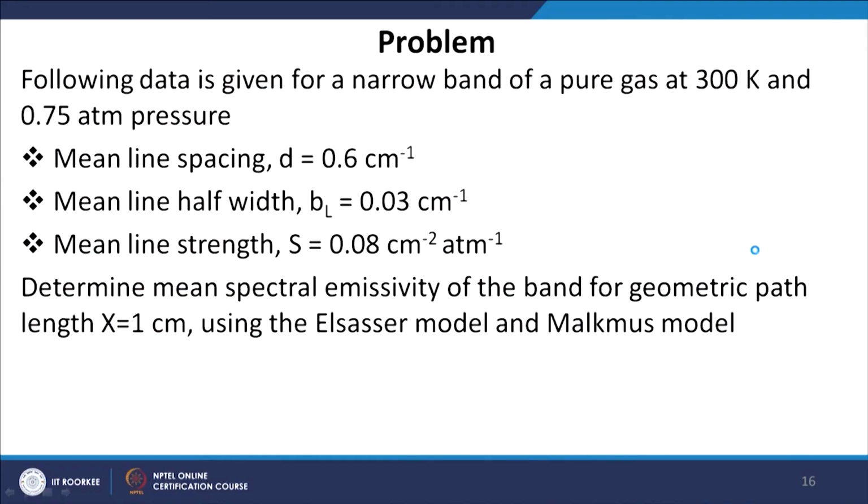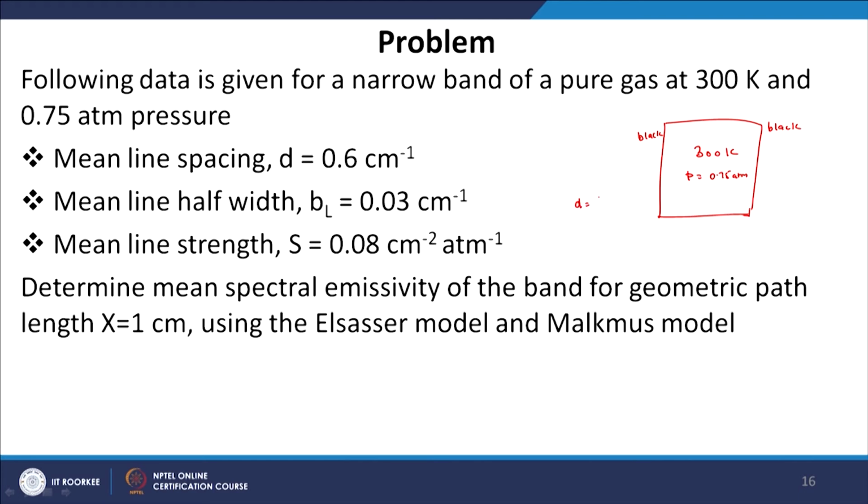The simplified case is a one cell homogeneous case, and for this case we have the following data given for a pure gas at 300 Kelvin and 0.75 atmospheric pressure. So, we have a single cell, we have a gas here, and it is bounded by black walls, both sides are black. The temperature of the gas is 300 Kelvin, the pressure of the gas is 0.75 atm, and we have been given certain parameters.